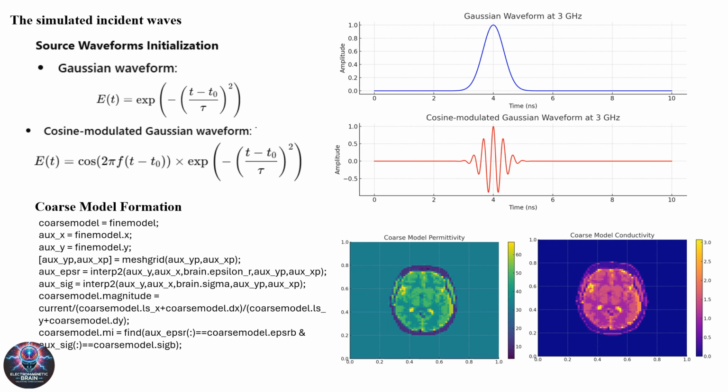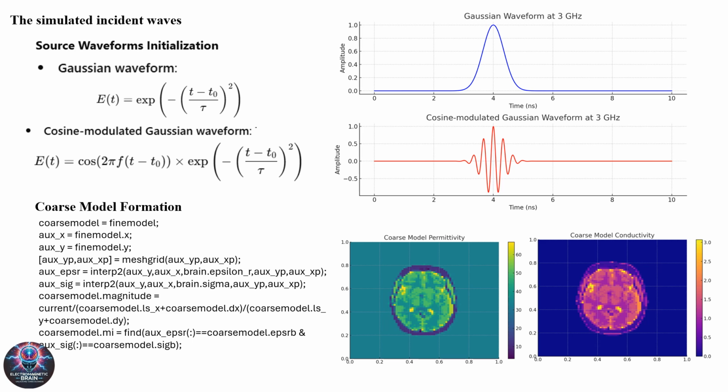Finally, at the bottom of the slide, we see two visualizations showing the coarse model of permittivity, left, and conductivity, right. These images are typically representations of the medium through which the electromagnetic waves are propagating. The coarse model permittivity plot represents how the permittivity varies across the domain. Permittivity, which influences how the medium interacts with the electric field, varies spatially within the model. The visualization uses color to show different permittivity values, with the central region likely representing an object or material of interest, such as biological tissue.